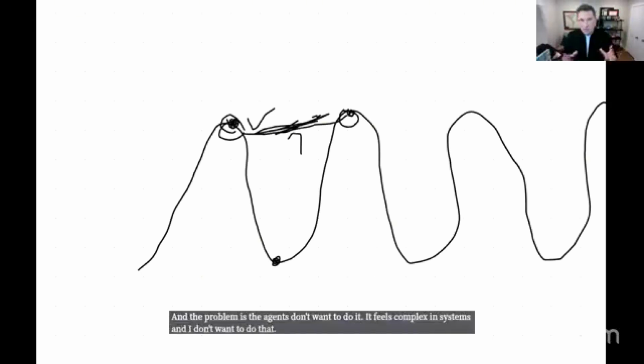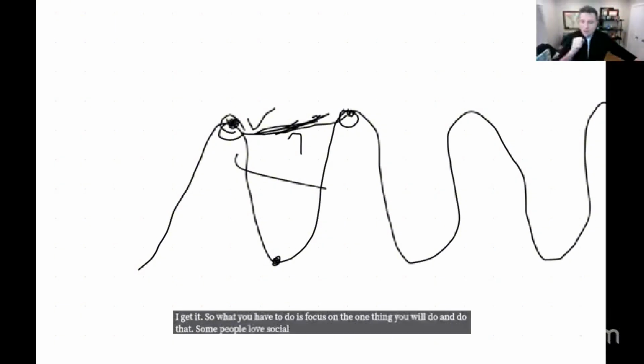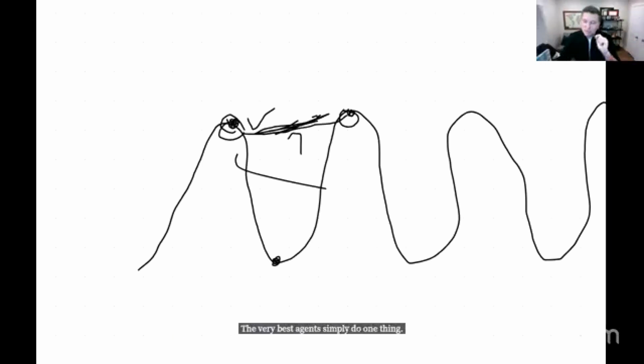I get it. So what you have to do is focus on the one thing you will do and do that. Some people love social media, so they do that. Some people are really good at sending email campaigns. The very best agents simply do one thing. They time block in the morning, at least an hour, some as much as 3 hours per day, to call the people in their database, not to sell them something, but to say, I wanted to stay in touch.